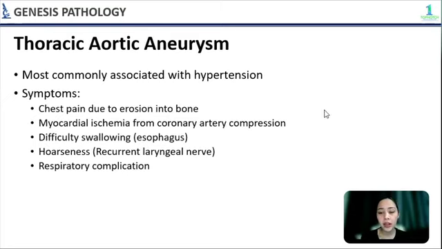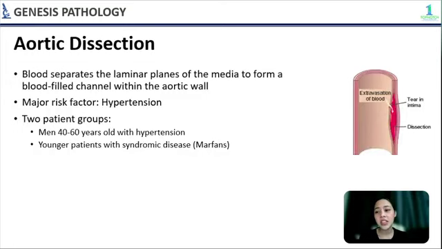So before there is dissection, the usual symptoms of people with this are chest pain because of erosion into the bone, myocardial ischemia because of compression of a coronary artery. They can also have difficulty swallowing due to compression of the esophagus, hoarseness because of compression of your RLN, and also respiratory complications. The most dreaded complication is aortic dissection. This occurs when blood separates the laminar planes of the tunica media to form a blood-filled channel within the aortic wall.